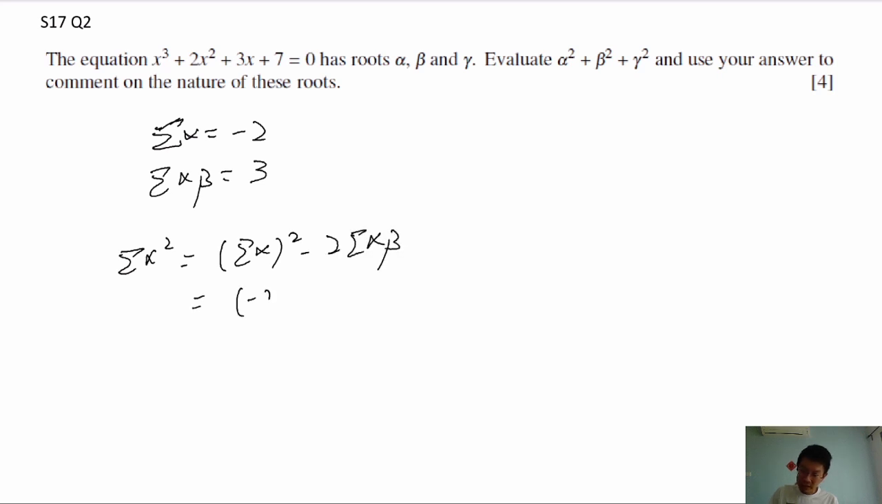So that would be negative 2 squared minus 2 times 3, which gives us negative 2. So we cannot have the sum of squares of real numbers be negative. So in this case, we'll have complex roots.